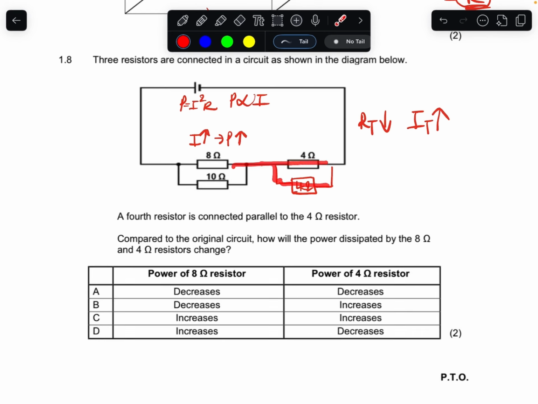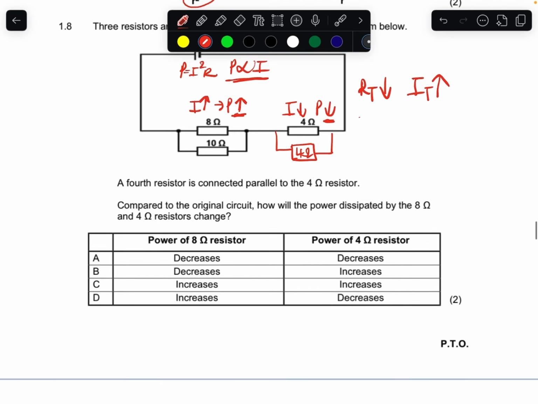The other half we're going to go this way, the other half is going to go that way. So here, seemingly the current has what? Decreased, and therefore the power will what? Will decrease as well due to this formula. So we're going to look for the option that has an increase and a decrease, which is the option that has an increase and a decrease.